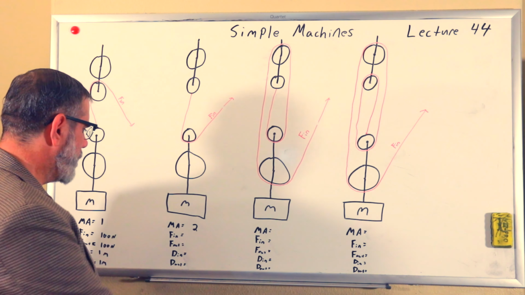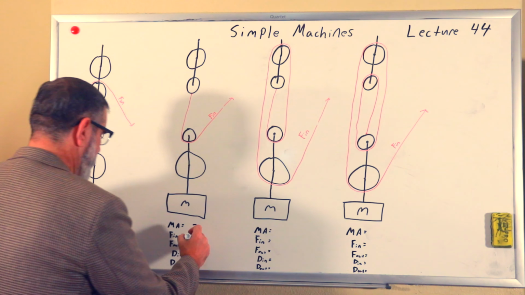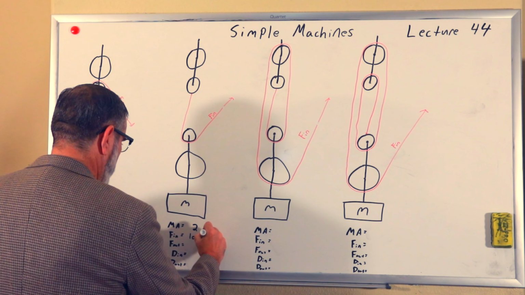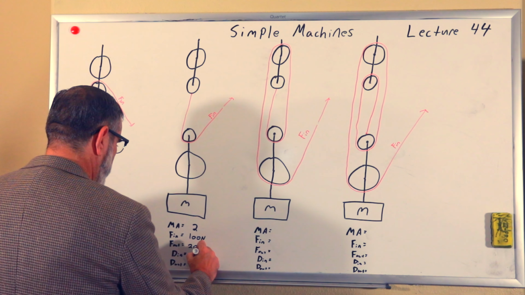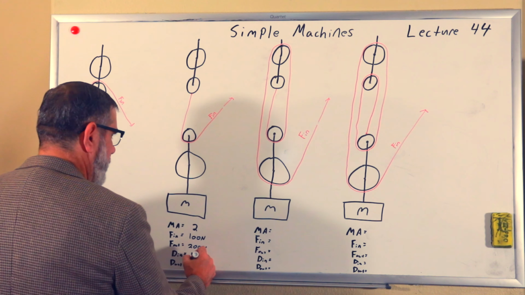So another way of saying that is we have a mechanical advantage of 2, which means that if we put in 100 newtons, right, we will get out 200 newtons, right? If we move it 1 meter, right, D out will be how far?